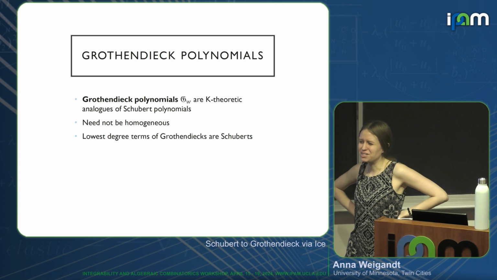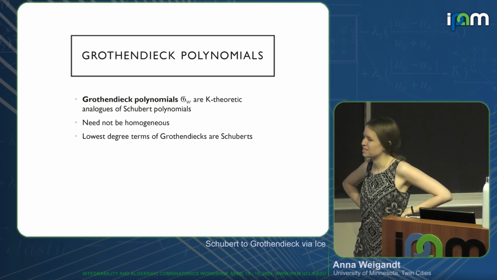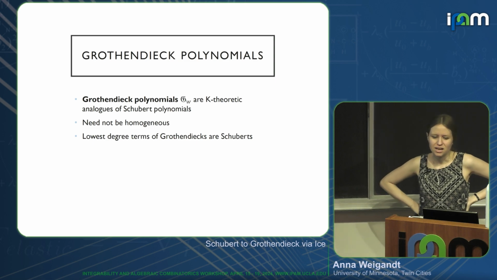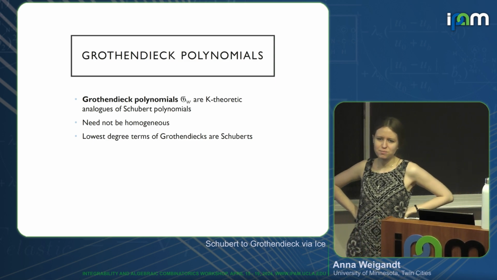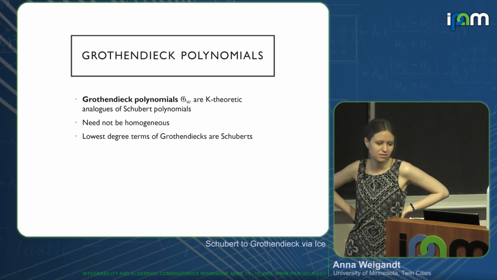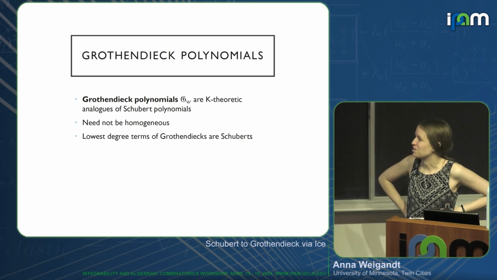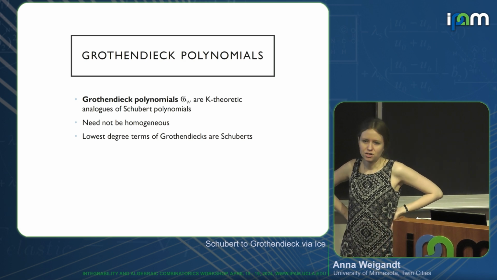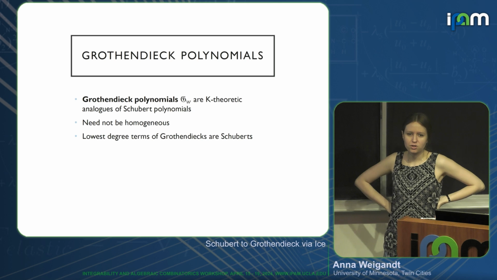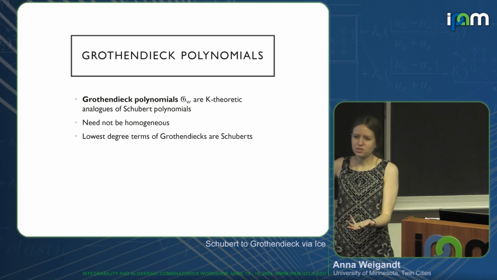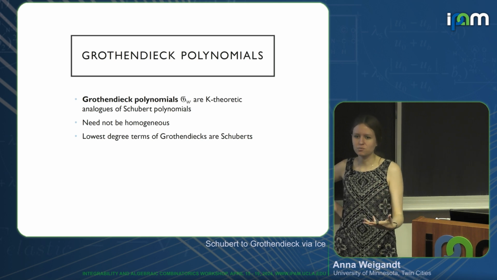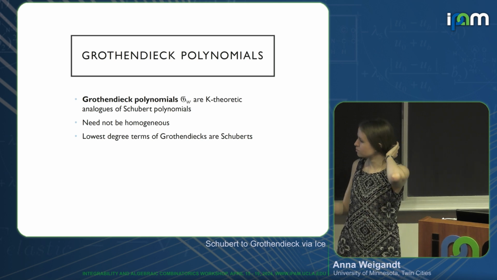There was another family of polynomials in the title of this talk, Grothendieck polynomials. So Grothendieck polynomials are K-theoretic analogs of Schubert polynomials. Schubert polynomials, we didn't see very many examples, but all of the examples we saw were homogeneous polynomials. That's generally true. The degree of a Schubert polynomial is the Coxeter length of the permutation. Grothendieck polynomials now can be inhomogeneous. But the lowest degree terms of the Grothendieck polynomials are Schubert polynomials. So it's a family of polynomials that is encoding strictly more information than Schubert polynomials.